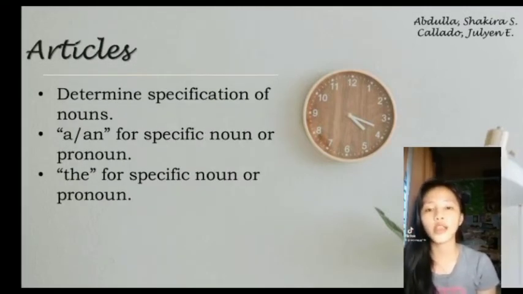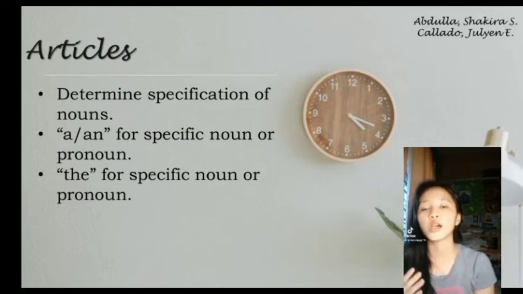When we say article adjective, it determines the specification of a noun. There are 3 articles: a, an, and the. A or an are used for an unspecific noun or pronoun, while we use the article "the" for a specific noun or pronoun.